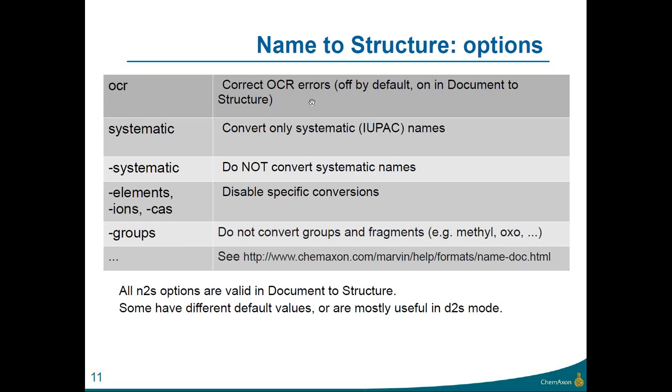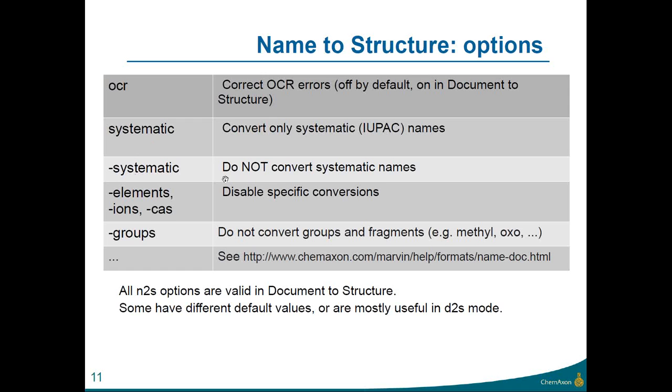And for people who, for instance, want to implement document processing, of course, I recommend to use document to structure, but some people have their own process. In this case, it can be interesting to use this option. Then you, for instance, could say that you only want to convert systematic names, so you don't want to use the dictionary because maybe you have your own dictionary. So you can use this systematic option.